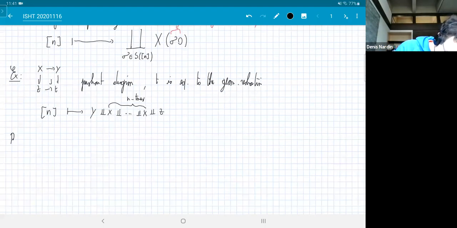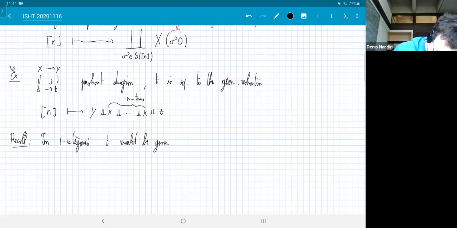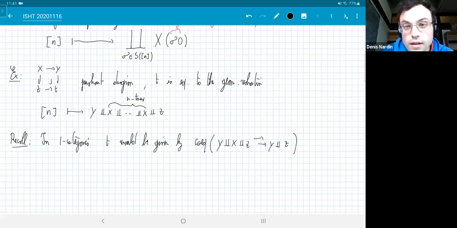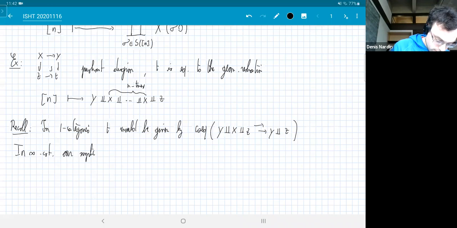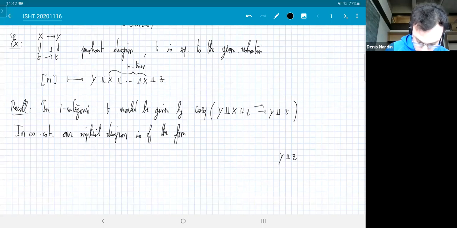And you might recall, in one-categories, T would be given by the coequalizer of this thing. And this is sort of the souped up version of that for infinity categories, where we add higher coherences to deal with the homotopy colimits. Because the first piece in infinity categories, our simplicial diagram is of the form. So that's n equals zero, you just get this thing.